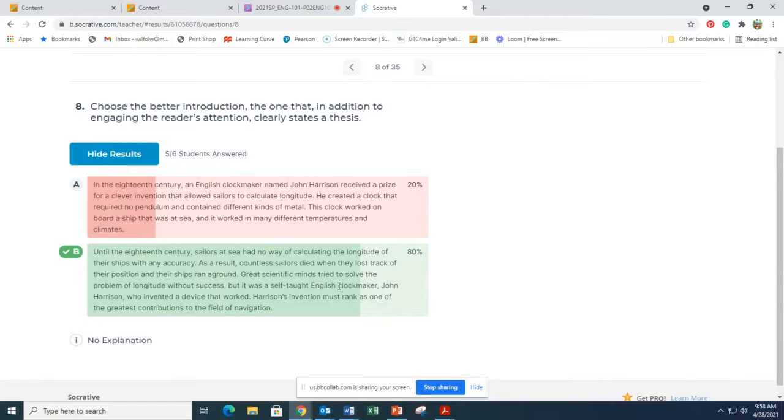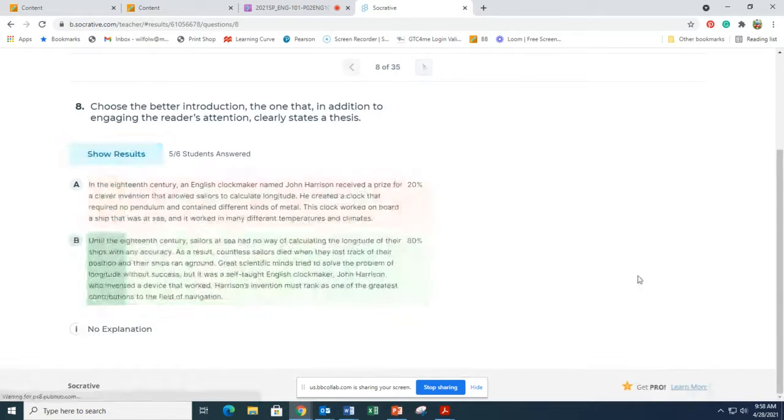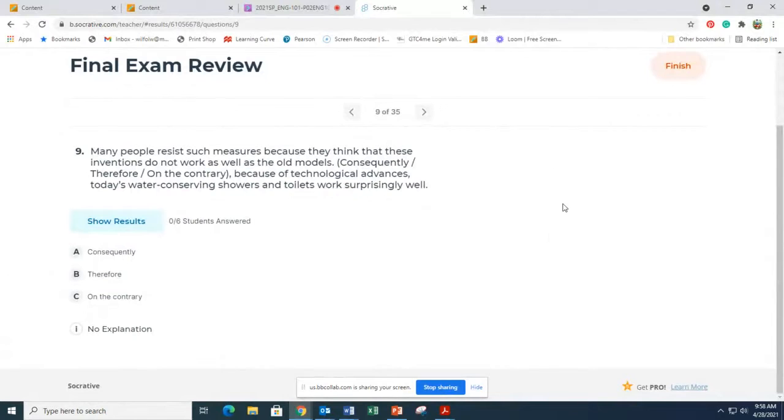And that it was a self-taught English clockmaker who came up with this, and that it completely changed the field of navigation and therefore the history of our planet. That all sounds really interesting and opens up. I'd like to know more. So that's a good way to start an essay because that's the whole point. Okay, let's get into it. Let's get into the nitty gritty. And then this stuff is good information, but I would probably save it for the actual body of the essay.